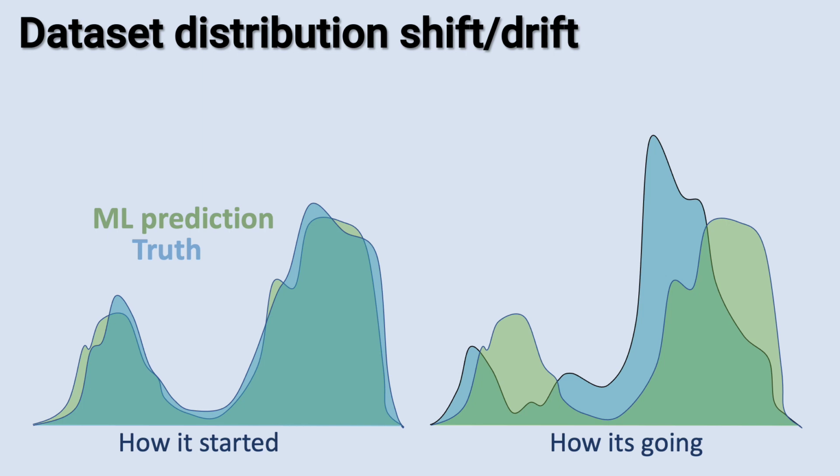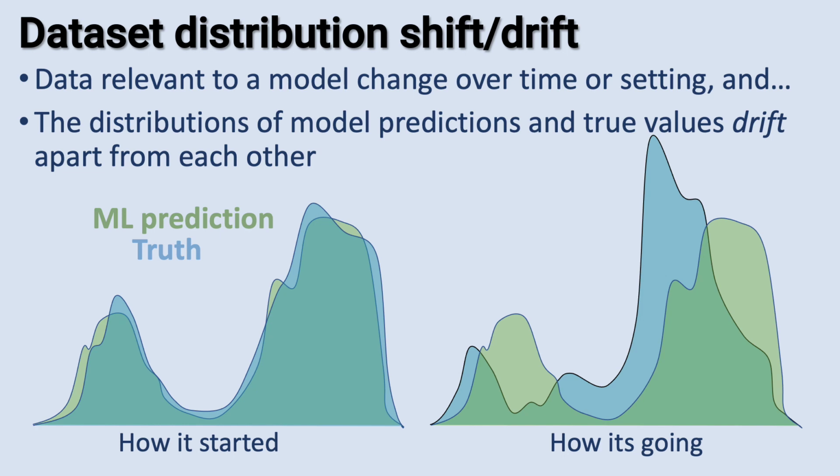If I trained it correctly, the distribution of my model's predictions and the distribution of ground truth data overlap very carefully. But no matter how good that is, over time, the distribution of ground truth and what my predictions are drift apart. That occurs because the data relevant to the model change over time and setting, and that causes these values to drift apart from each other.